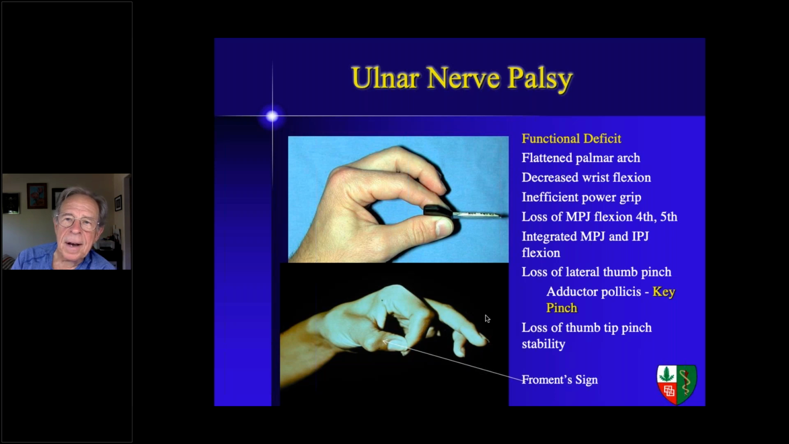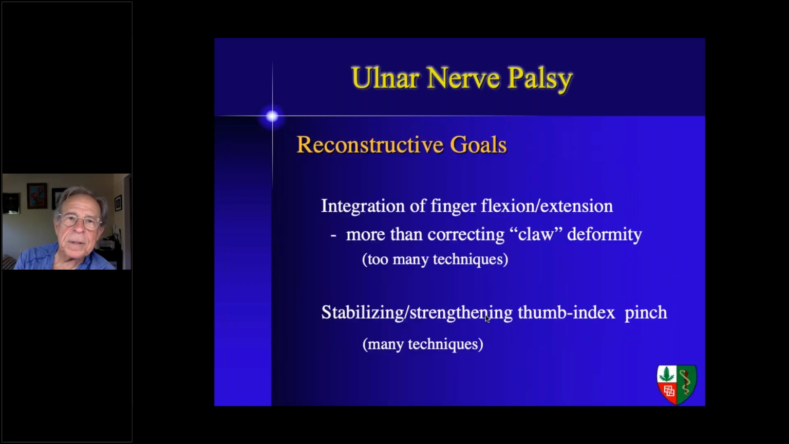And the loss of stability for the thumb can lead to weak key pinch and instability at the IP joint of the thumb, the so-called Froment sign. When that happens, rather than the broad pulp surface of the thumb contacting the index or middle fingers, it's the thumb tip. So not a stable function.